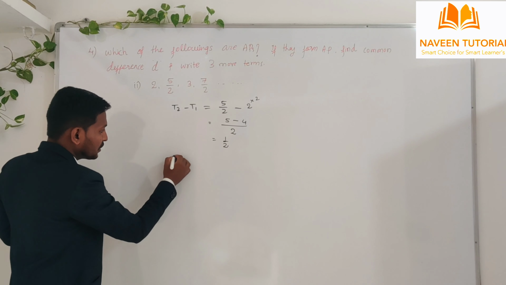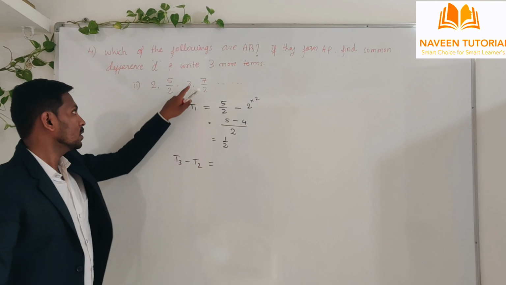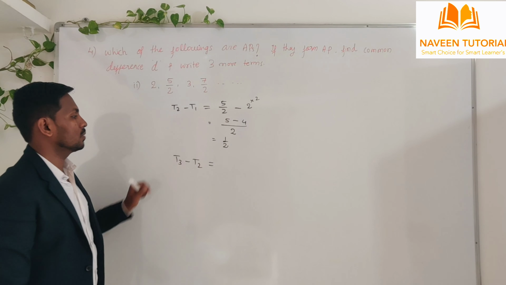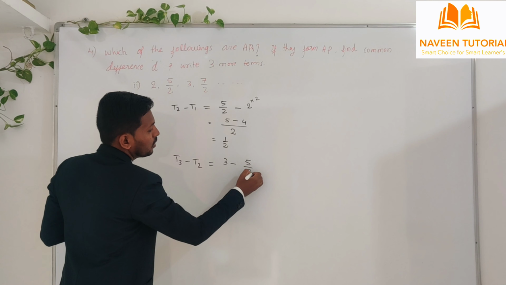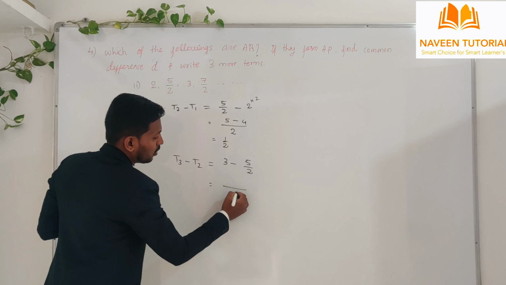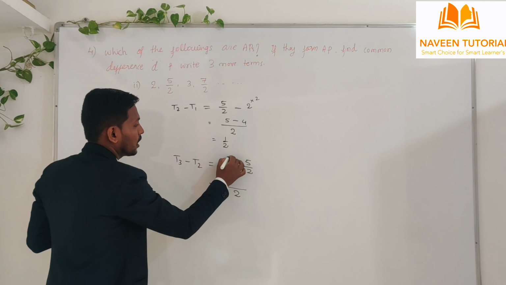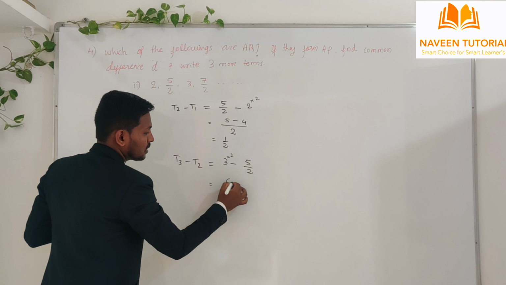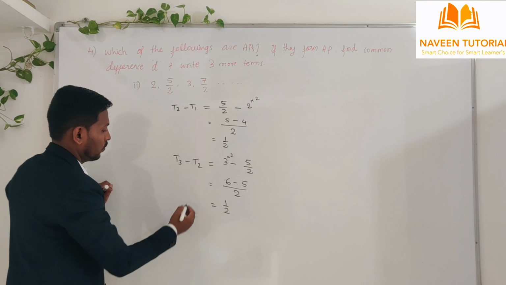Okay. Next, T3 minus T2. You have to go term 3 minus term 2. That is 3 minus 5 by 2. Very simple. Again you take the LCM. The LCM of 1 and 2 is 2. So now I have to multiply here with 2. So 3 2s are 6 minus 5. That is 1 by 2.